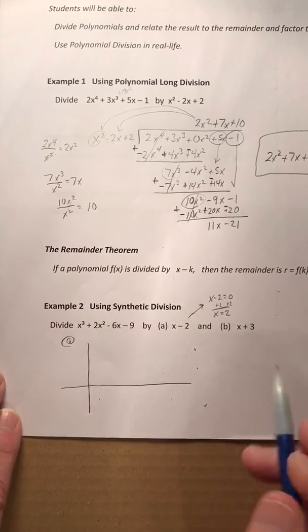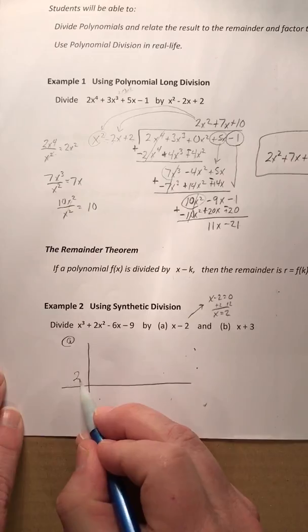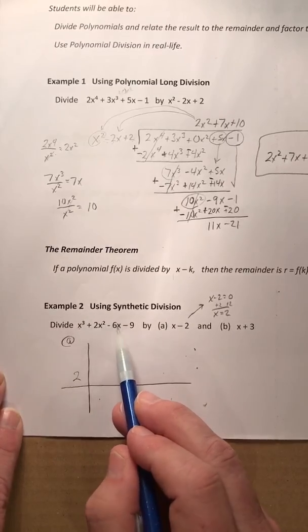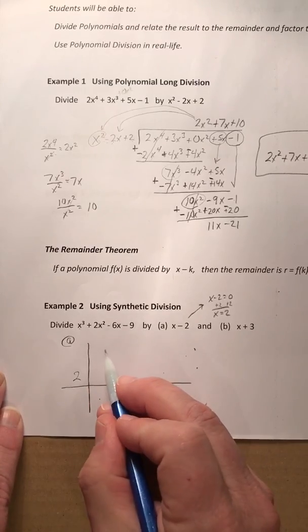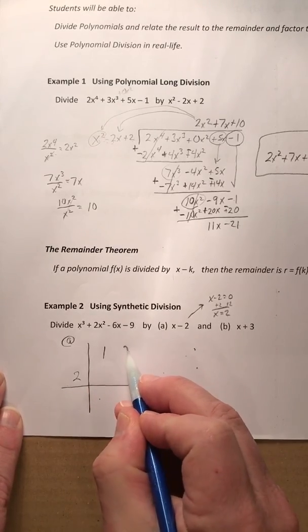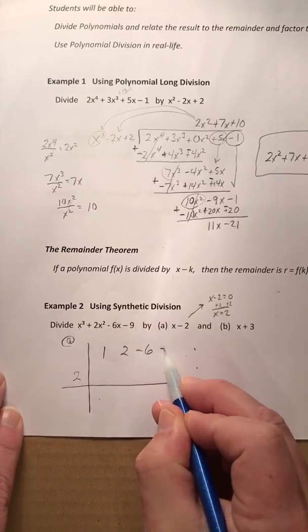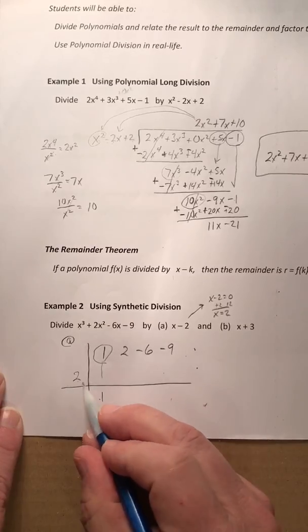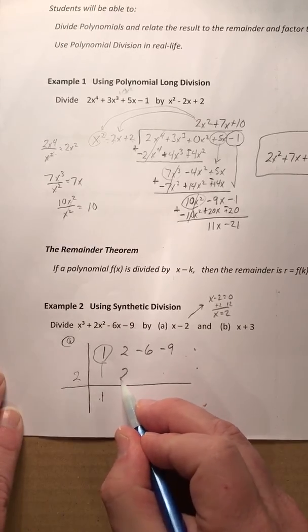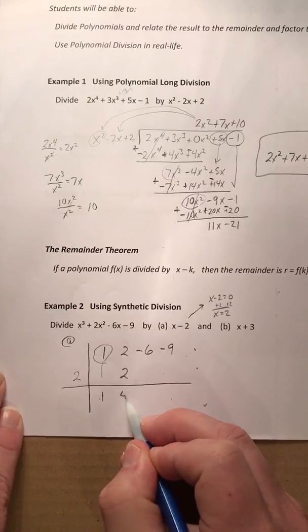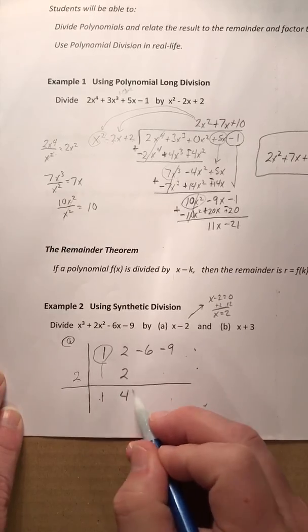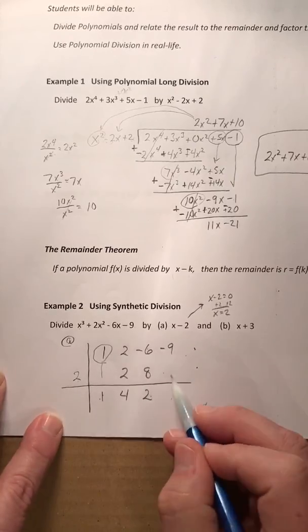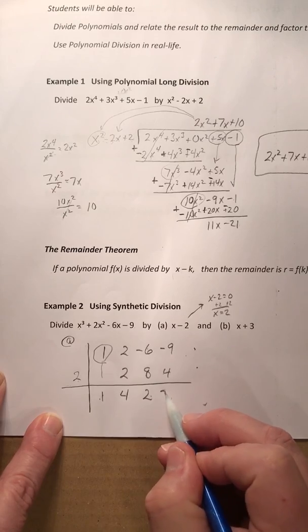We set it up. Now this 2 goes out front here. We make sure we have all of our terms, and we do, x to the third, x to the second, x, and a constant. So we put all of our coefficients up here. So 1, a 2, a negative 6, and a negative 9. All right, now we drop the first term down. We multiply, 2 times 1, put the answer here. We add, we multiply, the answer goes here. We add, and then we multiply, and then we add.